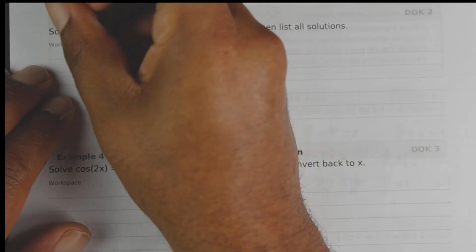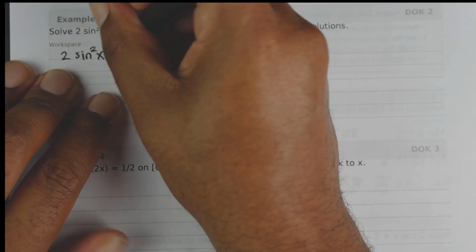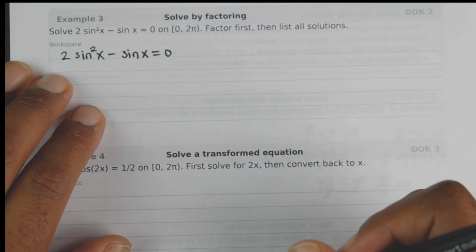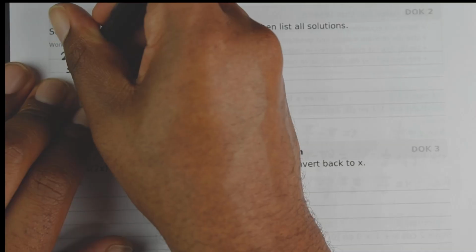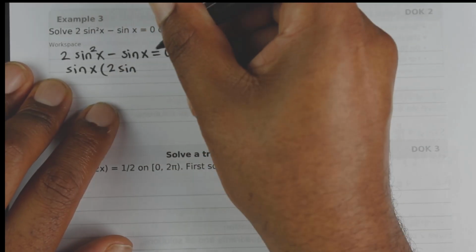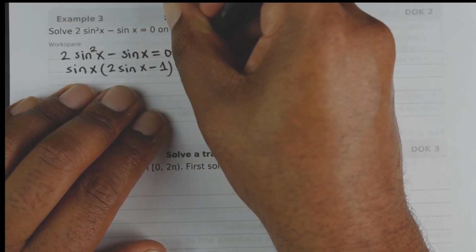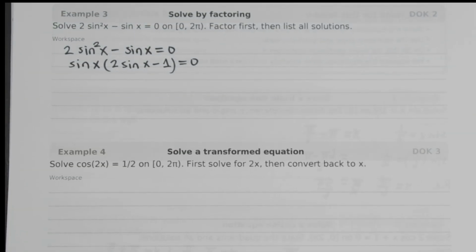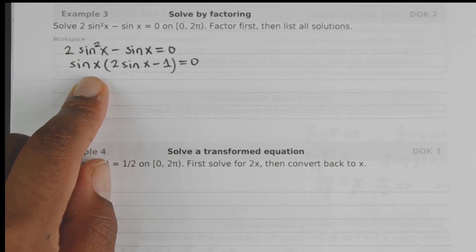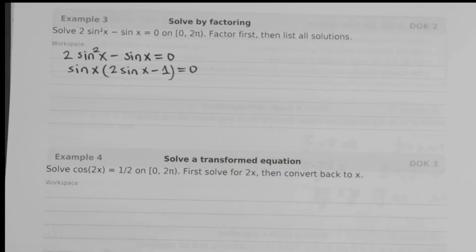Okay, so we have 2 sine squared x minus sine x equals 0. Then we have sine x, parentheses, 2 sine x minus 1, equals 0. So again, that's me factoring one of the sines out of 2 sine squared x. And then factoring sine x out of the expression here would give me minus 1.